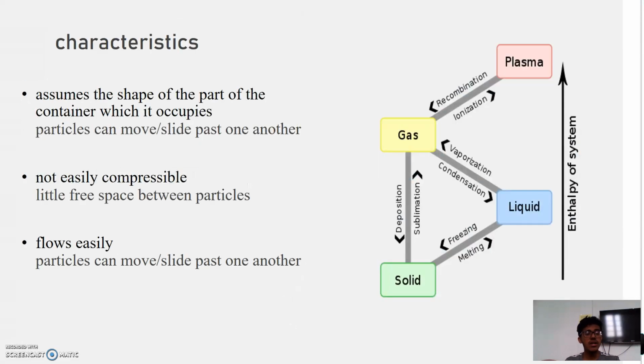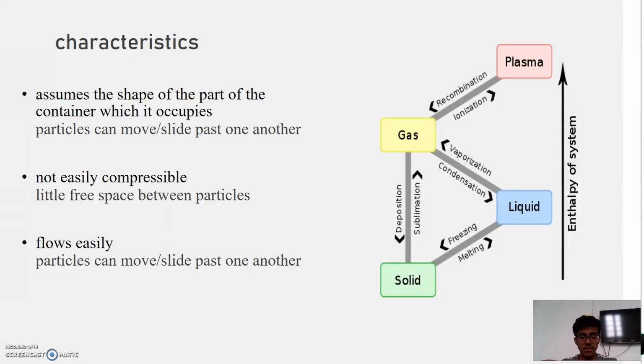The characteristics we have: it assumes the shape of the part of the container which it occupies, and the particles can move and slide past one another. Also, second, it is not easily compressible. It's hard to compress water, especially liquids in general. There is little free space between the particles. The meaning of little is that there is little space between the particles of the liquid. It's because, like the solid, they are near to each other. Because of that, it's hard to compress it.